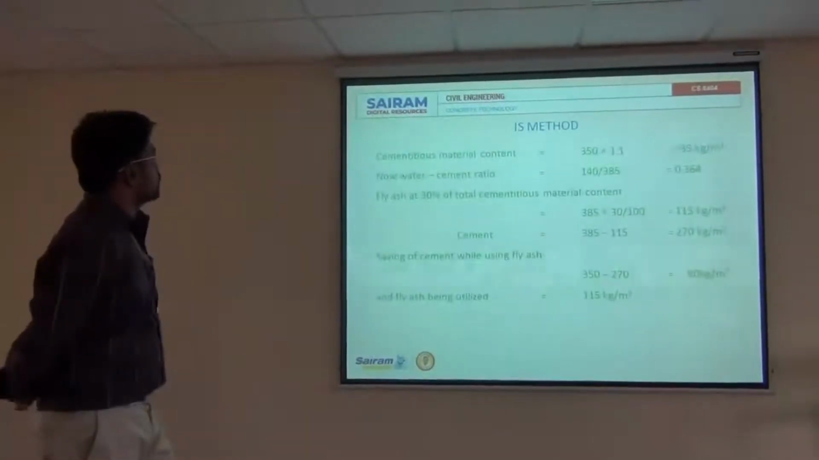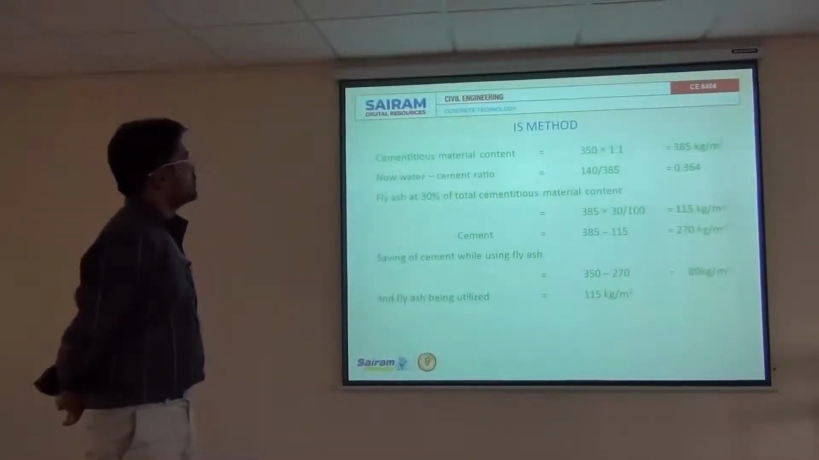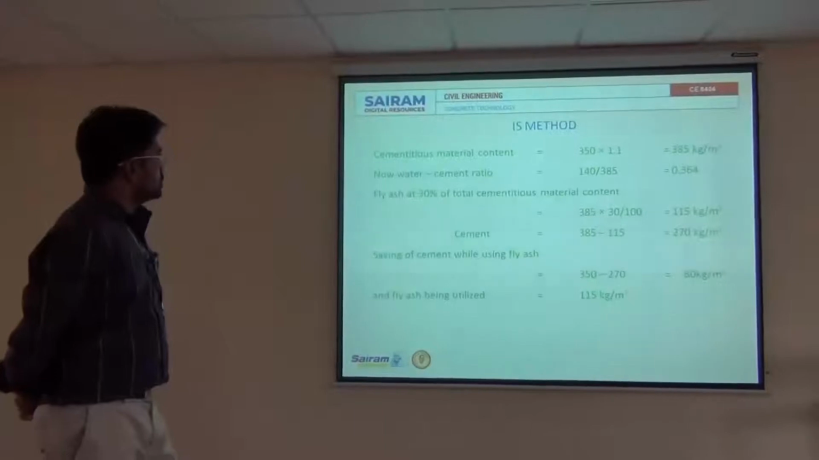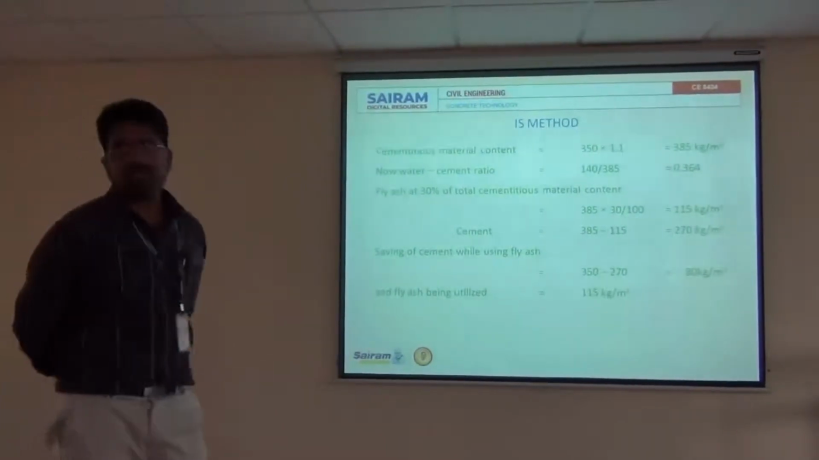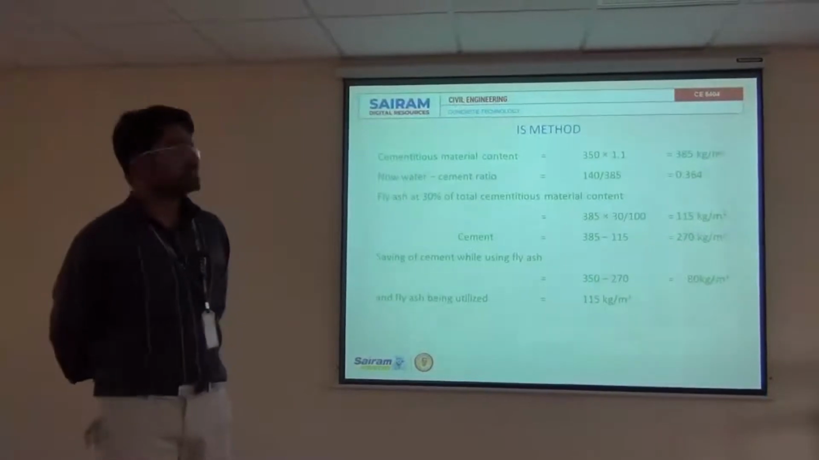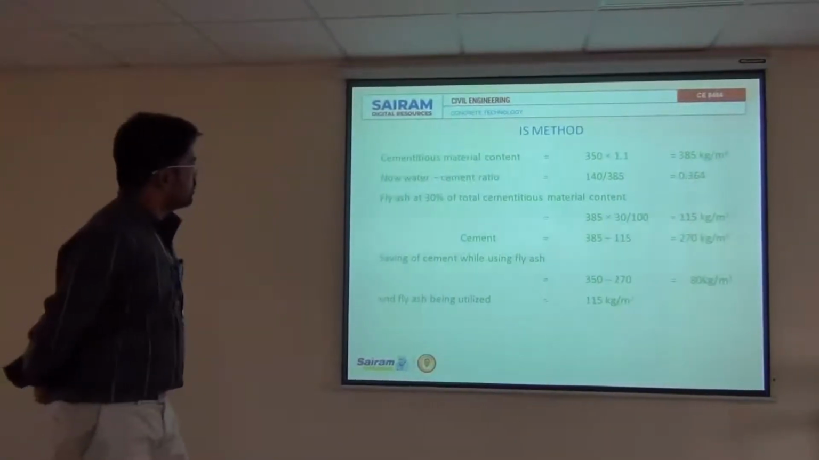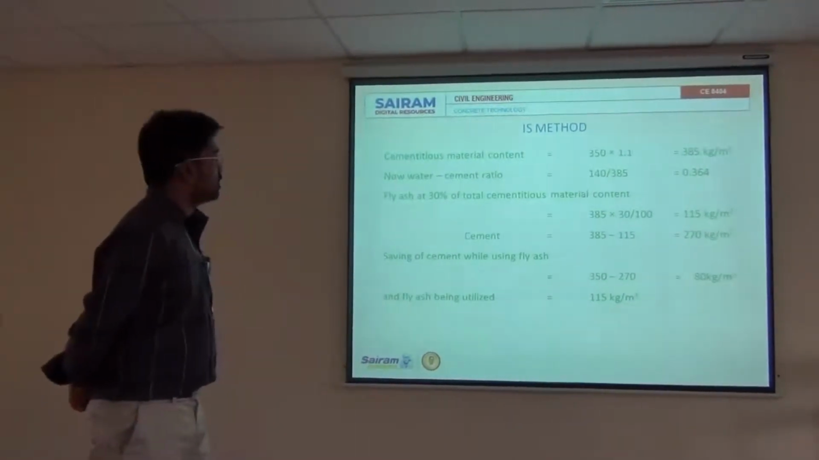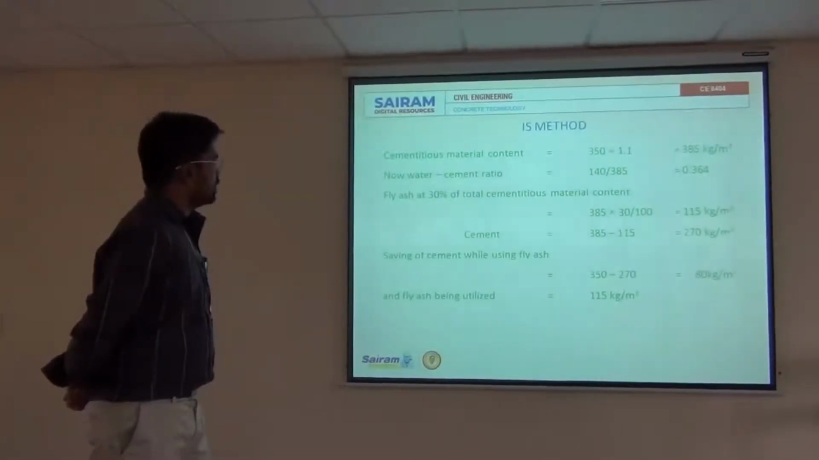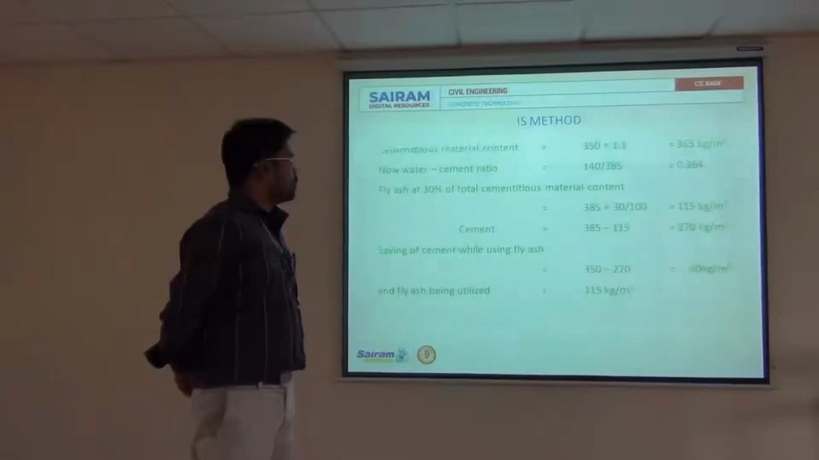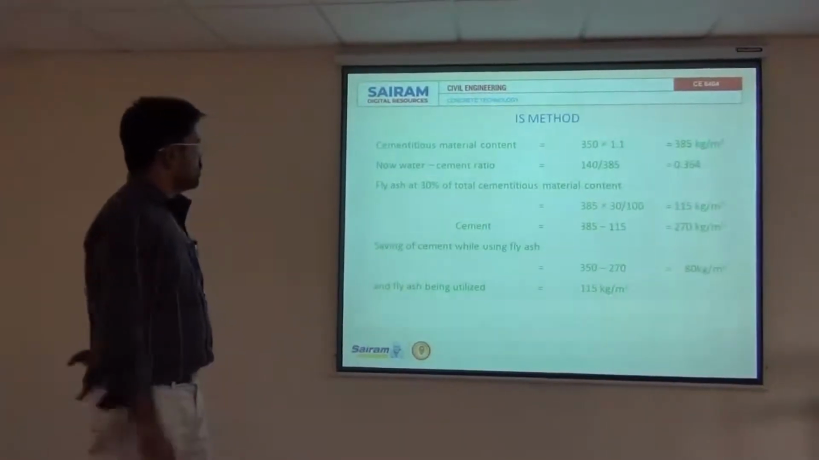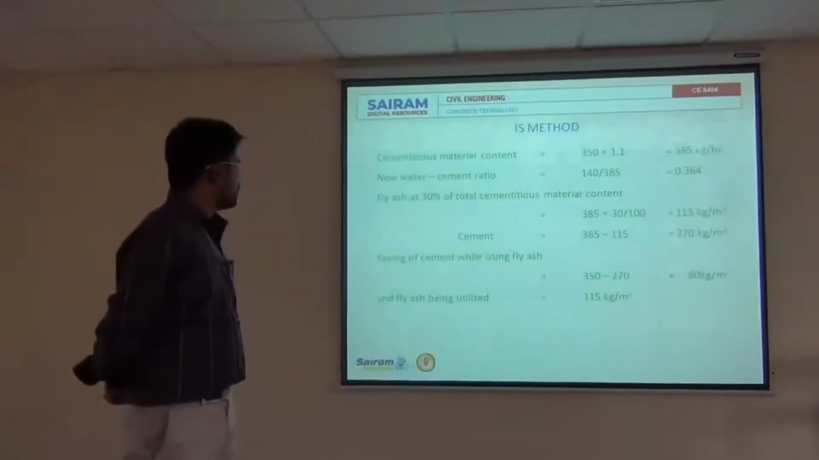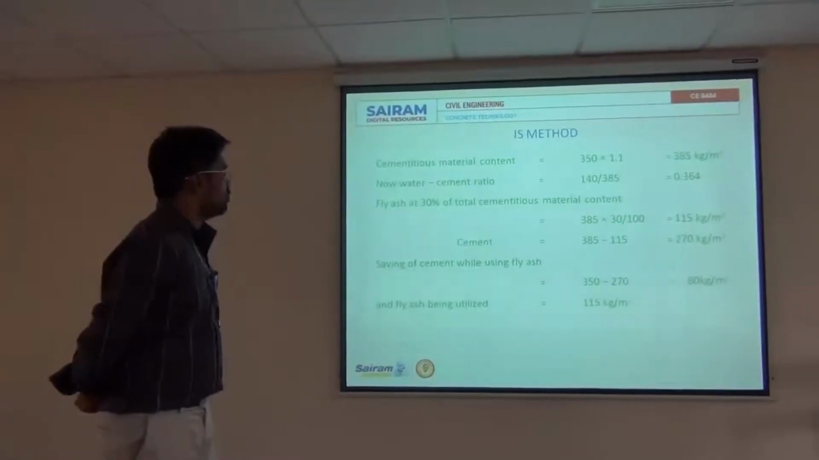Next slide. Now the new water cement ratio will be equal to the weight of water by weight of cement. You get 0.364. I am assuming 30% fly ash. Basically, you can use 15 to 30% fly ash. Here I have selected 30% of cementitious material. So 30% of 385 will be equal to 115 kilogram per meter cube. Therefore, the cement will be 385 minus 115, which gives 270 kilogram per meter cube. So using the fly ash, the cement saving will be 80 kilogram per meter cube. Here we are using fly ash as 115 kilogram per meter cube.